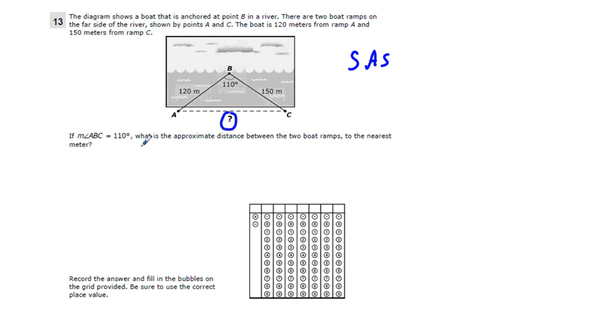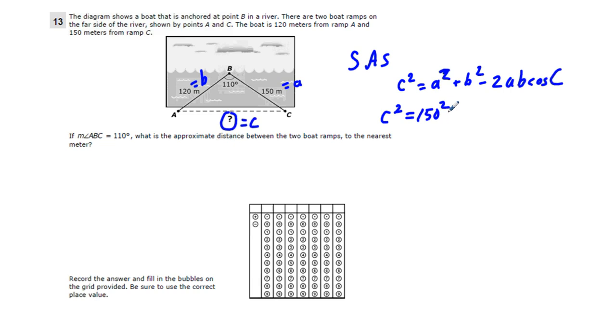So going back here, we have c squared equals a squared plus b squared minus 2ab cosine of angle C. And so we have c squared, that's what we're trying to find. So c squared equals, we'll say 150 is a, let's say 120 is b. So we have 150 squared plus 120 squared minus 2 times 150 times 120 times cosine of 110 degrees.